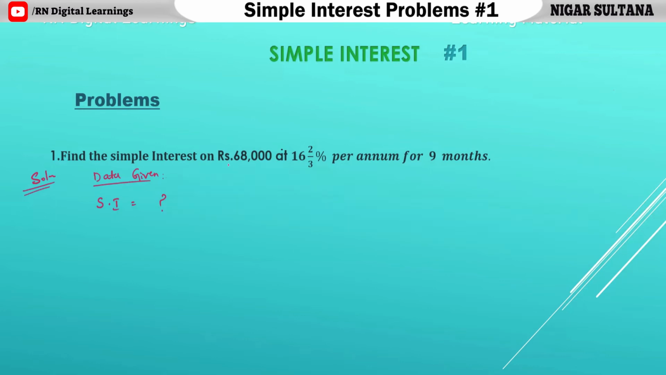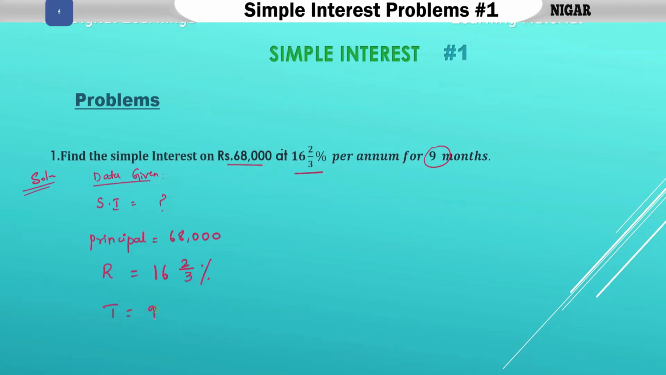Next, this is the principal amount. Principal amount is 68,000. Now, always the rate of interest will be in the form of percentage. R equals 16 2/3%. Now, the time. What is the time given? It is 9 months.